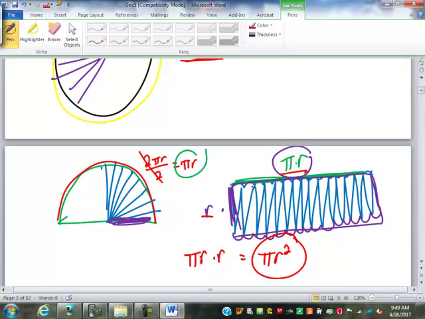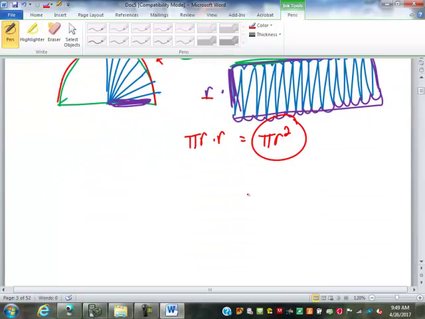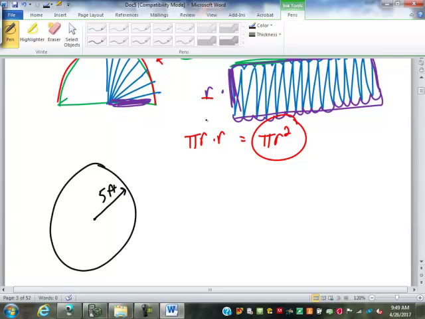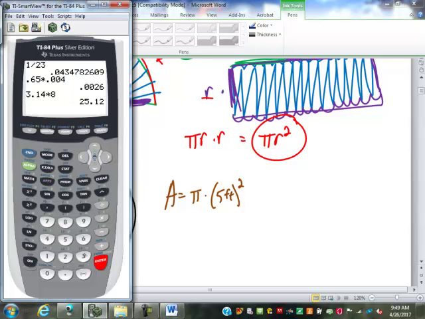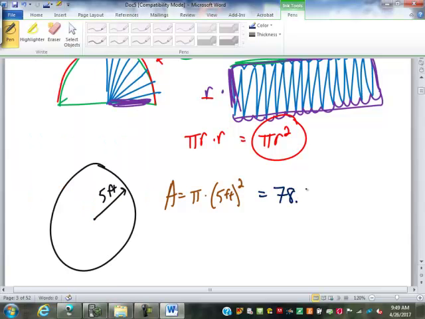I don't expect you to know how to derive that formula, but I do expect you to know that to find the area of a circle, we have to do pi r squared. So if I give you a circle with a radius of 5 feet, to find its area, it is pi times 5 feet squared. So I just punch that in the calculator, 3.14 times 5 squared. Should give us about 78.5. So it's 78.5 square feet.